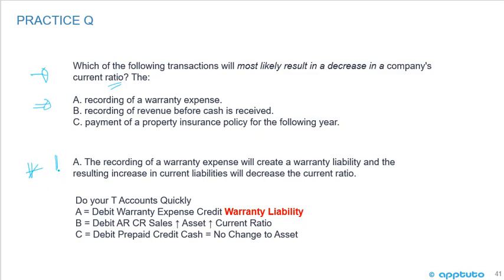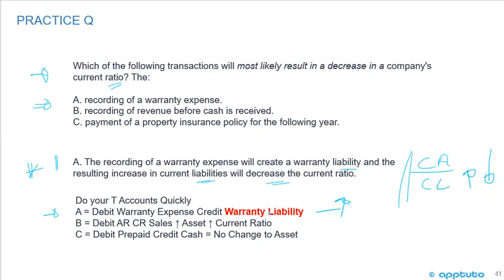So the correct answer was A, the recording of a warranty expense will create a warranty liability, and the resulting increase in current liabilities will decrease the current ratio. So current assets divided by current liabilities, you increase the denominator, you're going to decrease the ratio. And that's what you need to do. Write out the ratio and do your little arrows on what's happening to the numerator and denominator, and then figure out what's happening to the ratio. Is it going up or down? So as I said, do your T accounts quickly. For A, it's debit warranty expense, credit warranty liability.